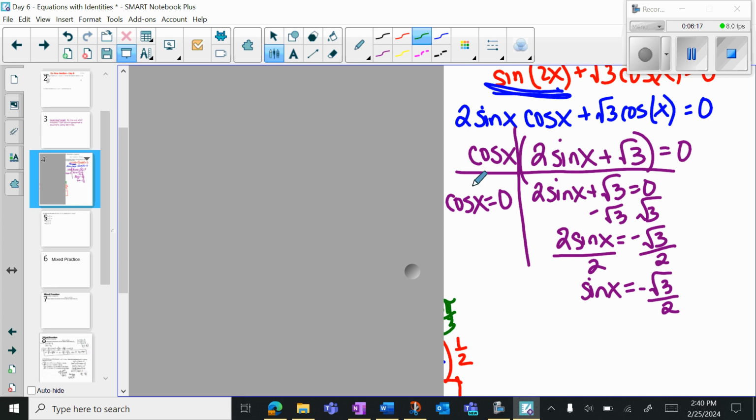Okay, so let's start with the left-hand side. At what angles does cosine of x give us 0? When is cosine 0? Well, again, think back to your unit circle. So this is (1, 0), (0, 1), (negative 1, 0), and (0, negative 1). So where am I at 0 for cosine, which is your x value? At pi over 2 and 3 pi over 2. So x is going to be pi over 2, 3 pi over 2.